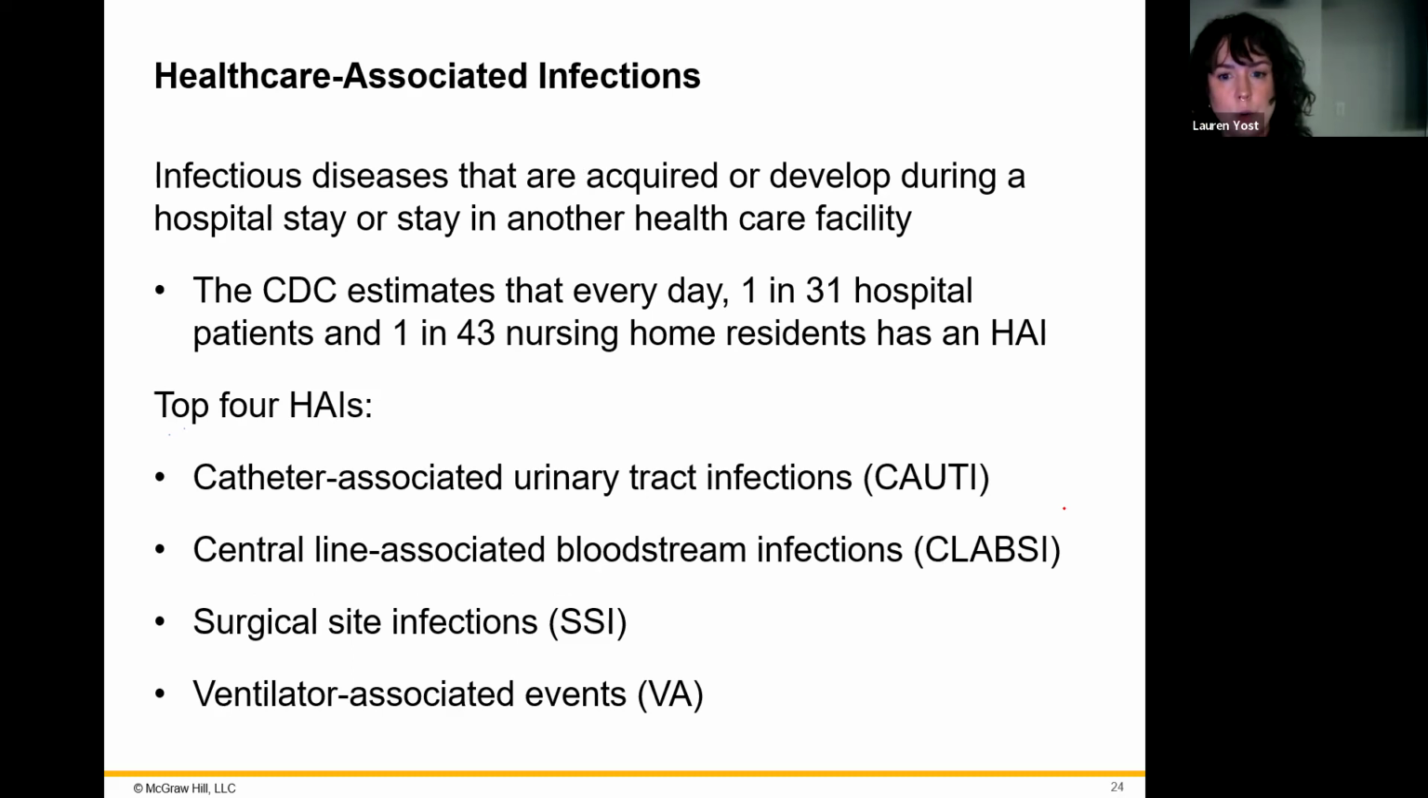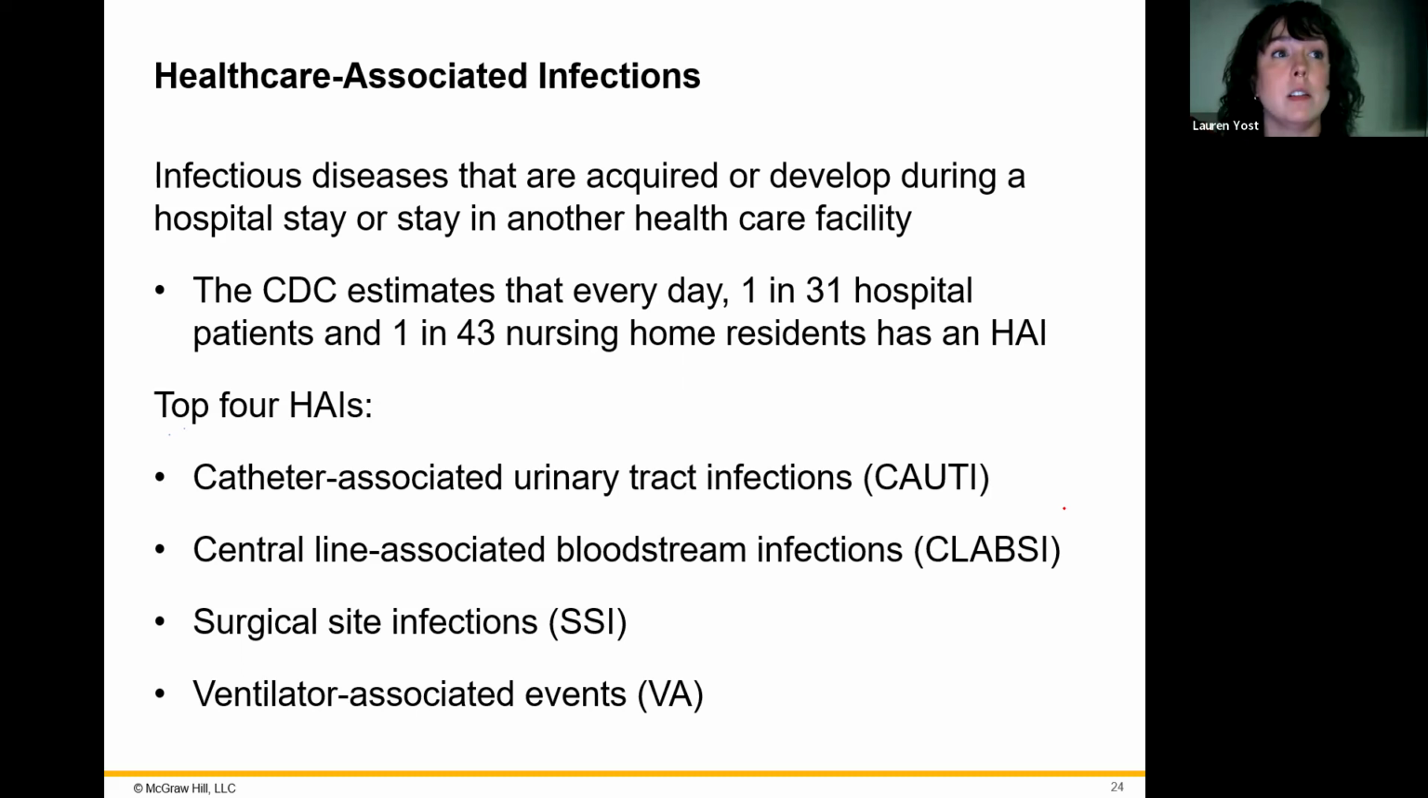Of course, we're trying to work towards providing better healthcare for everybody in every situation. But even so, 1 in 31 hospital patients, and then 1 in 43 nursing home residents. So nursing homes doing better according to these numbers. Has a HAI, that healthcare associated infection. So where do they come from? These are the 4 most common ones.